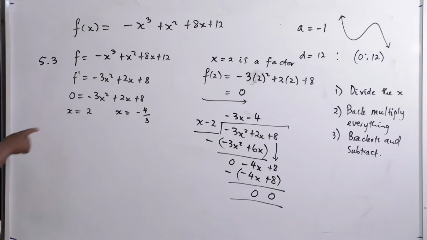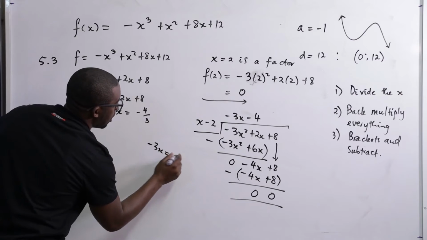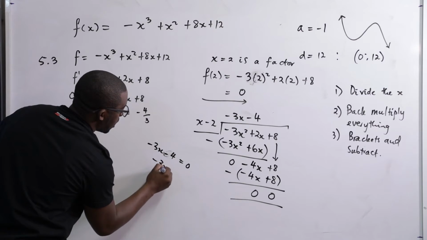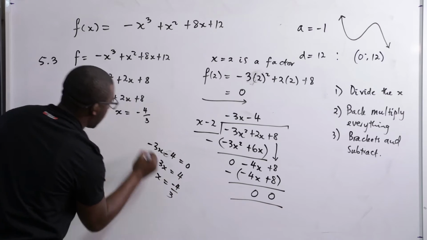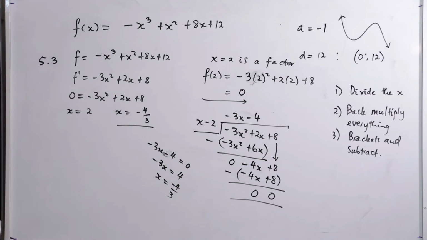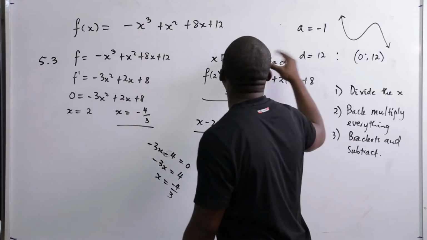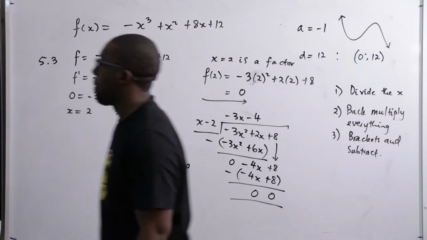And once you get the 1, the other is going to be minus 3x minus 4x equals 0, minus 3x equals 4, x equals minus 4 over 3. That's how you get the second x value. So it's a combination of the factor theorem here and the remainder theorem down here.